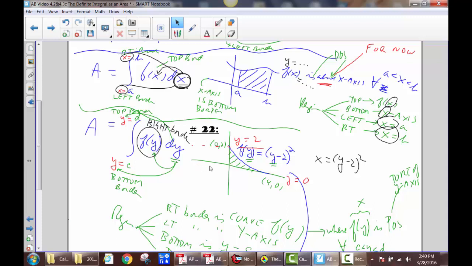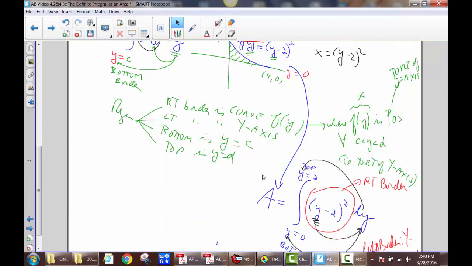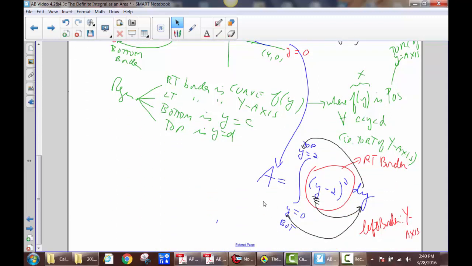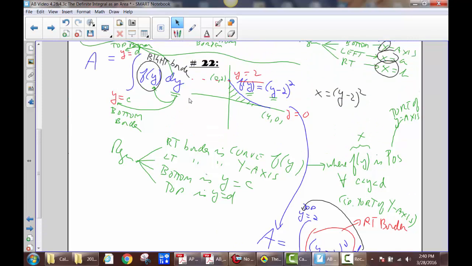So basically, this picture would represent the integral from bottom border y equals 0 to top border y equals 2 of right border x equals (y minus 2) all squared dy. Okay, so bottom to top, which is y equals 0 to y equals 2. Make sure you use the y coordinates of those points. And then right border minus y-axis. So it'll be the y-axis for now.